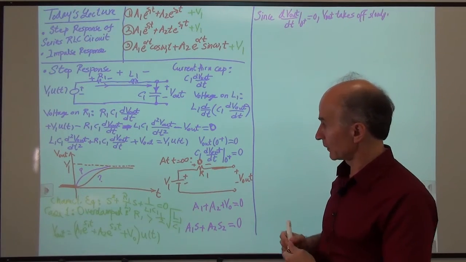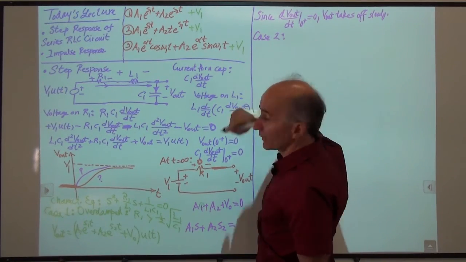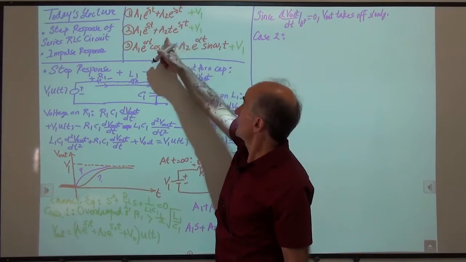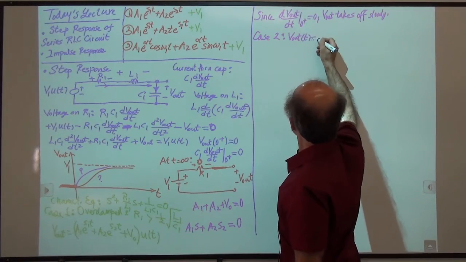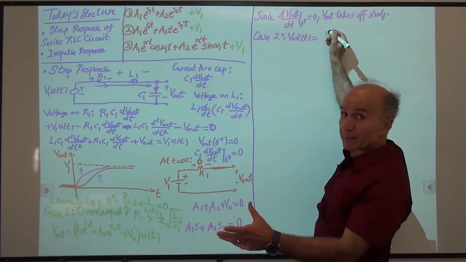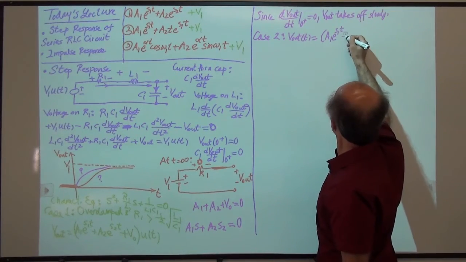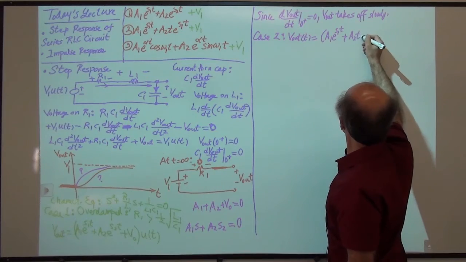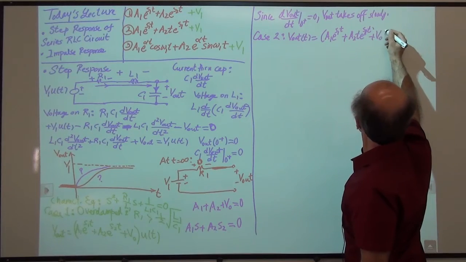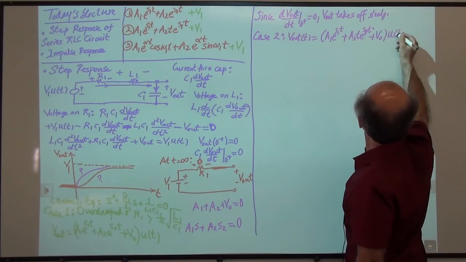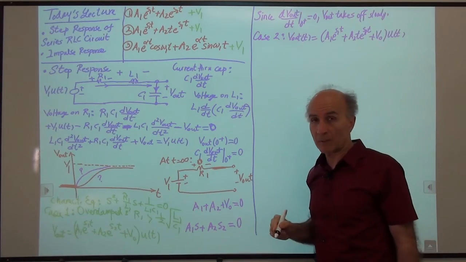Let's go to case number 2 and see what we have when we have a critically damped response. So our guess again is this. V out of t is equal to, again, we're going to have a step, so it will be A1 e to the S1t plus A2t e to the S1t plus V0, times u of t. Okay, so that is the response we expect.